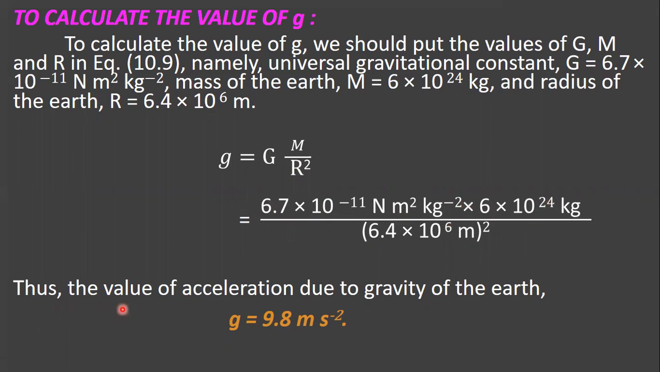Thus, the value of the acceleration due to gravity of the earth, after calculating this children, you will get g equals 9.8 meter per second square. This is the value of the acceleration due to gravity. This is constant children. This value will not change. That is, the value of acceleration due to gravity is g equals 9.8 meter per second square.